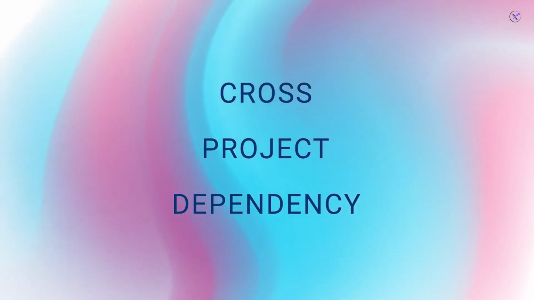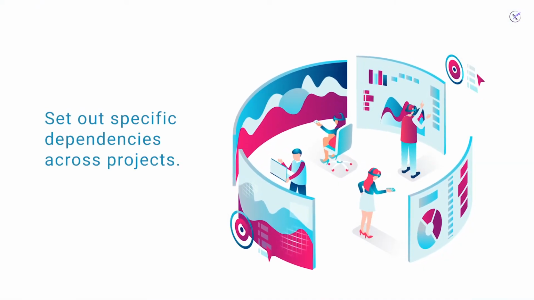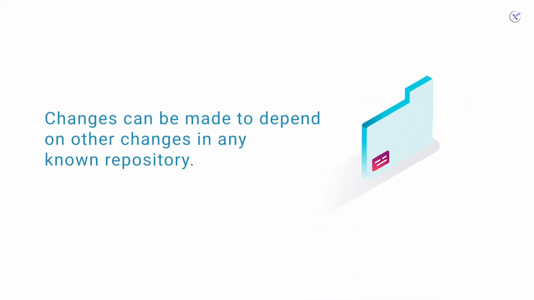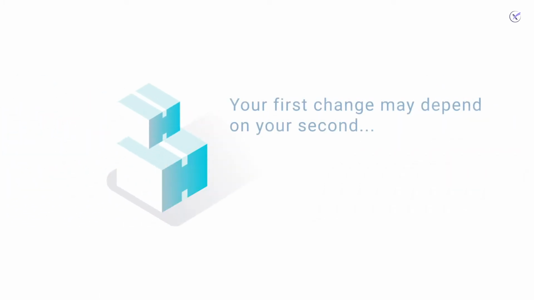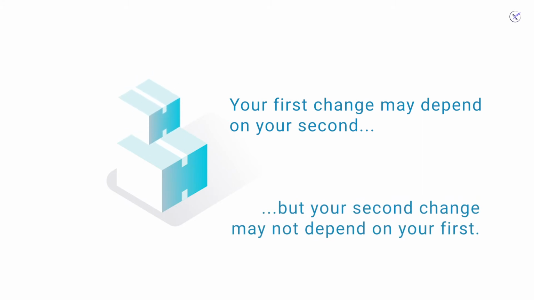Cross-project dependency. Zuul also allows users to set out specific dependencies across their projects. With the help of a special footer, changes can be made to depend on other changes in any repository known to Zuul. This means that your first change might depend on your second, but your second change may not necessarily depend on your first change.